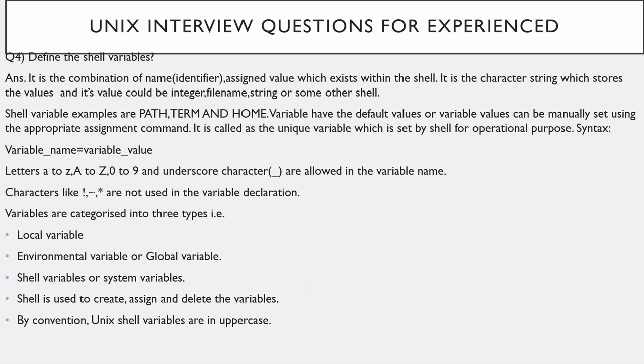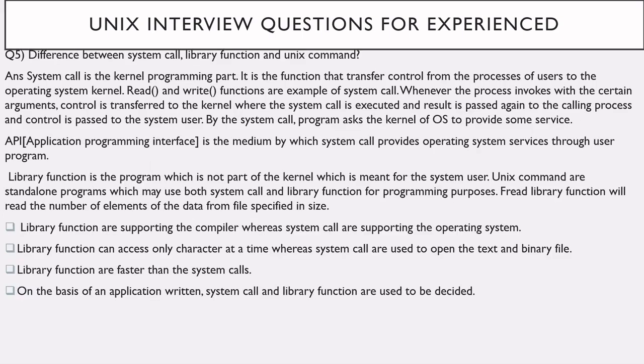Difference between the system call, library function, and Unix command. System call is the kernel programming part. It is the function that transfers control from the user process to the operating system kernel. Read and write functions are examples of system calls.